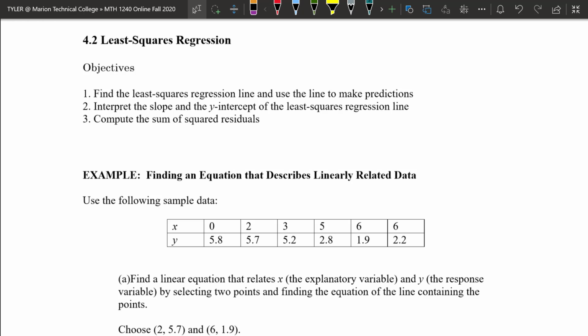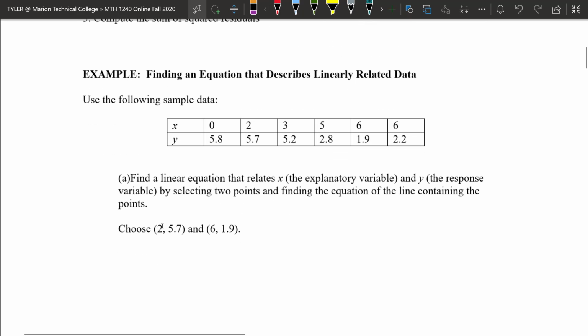Now what we're going to look at is how to build the model and interpret the least squares regression model. Before we jump into the content, we have a warm-up example. We're given this generic data set, not really in context, just some x and y values. We're asked to find a linear equation that relates x, the explanatory variable, and y, the response variable, by selecting 2 points and finding the equation of a line containing the points. So we're given these 2 points.